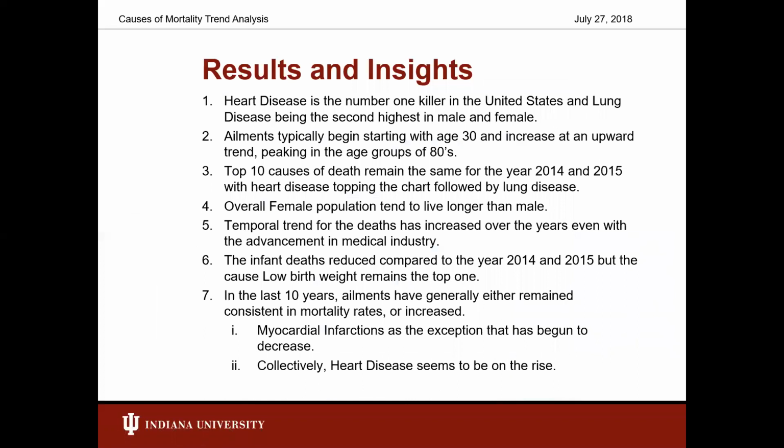So results and insights, what have we gathered from these visualizations and going through this data set? It's that heart disease is the number one killer in the United States, and lung disease being the second highest in male and female. So the ailments typically begin around age 30 and they peak around the 80s age group. And the top 10 causes of death remain the same for the years of 2014 and 15, with heart disease topping the chart, following lung disease. Overall, the female population tends to live longer than males, and the temporal trend for deaths has increased over the years, even with the advancement in medical industry.